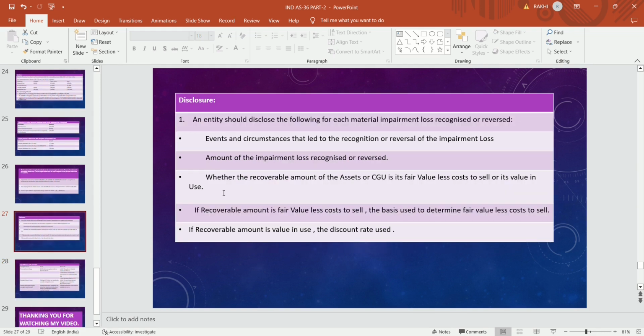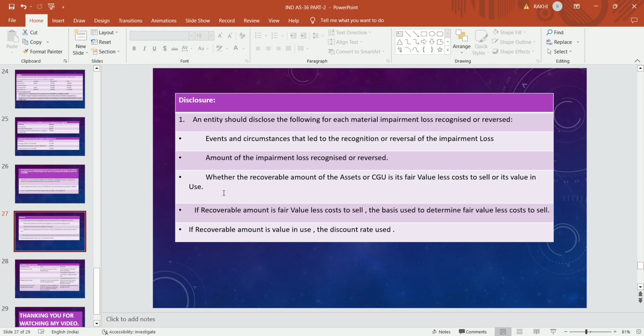Now comes the disclosure. The disclosure requirement is also important, so we just go through the disclosure requirements as per this standard. An entity should disclose the following for each material impairment loss. The impairment loss must be material and recognized or reversed, in case of recognition and also in case of reversal. Events and circumstances that led to the recognition or reversal of the impairment loss.